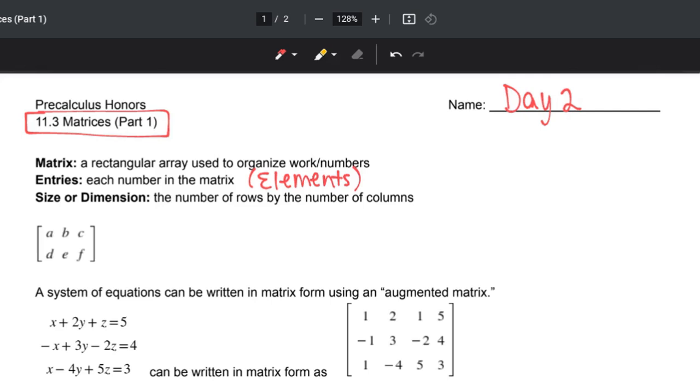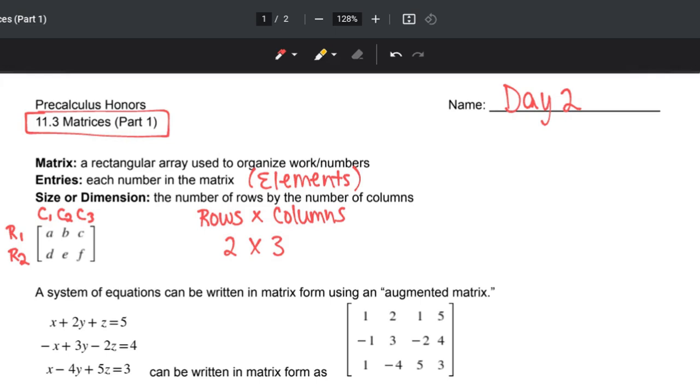And then when we talk about the size or dimensions of the matrix, we talk about the number of rows by the number of columns. So in this example matrix, there's row number 1, there's row number 2, so there would be 2 rows, and there would be column number 1, column number 2, and column number 3. So we call this a 2 by 3 matrix. Now we don't just say 2 times 3 is 6. 6 is the number of elements or entries in the matrix, but the size or the dimensions of it is 2 by 3.